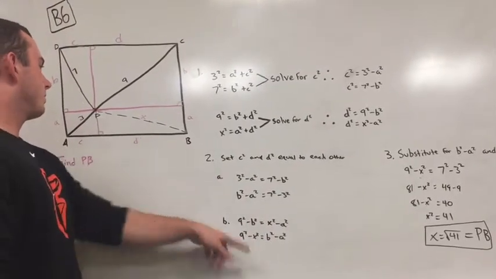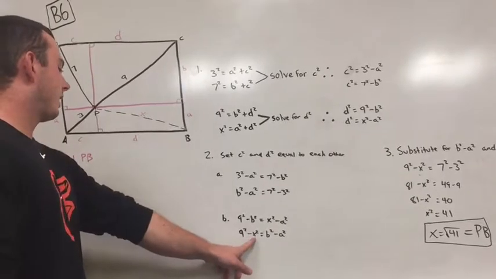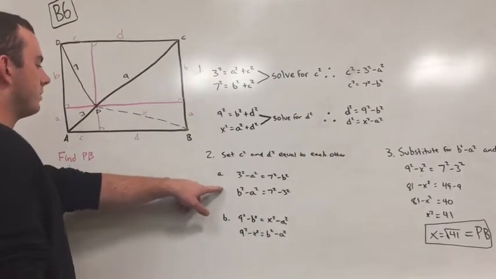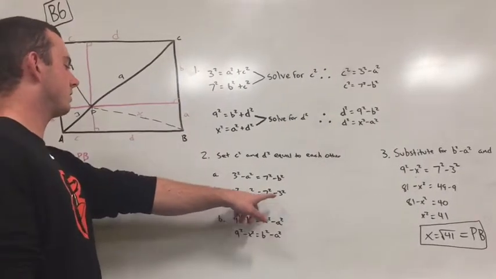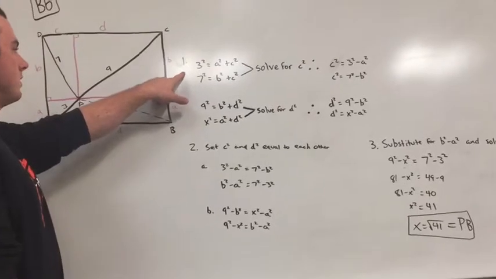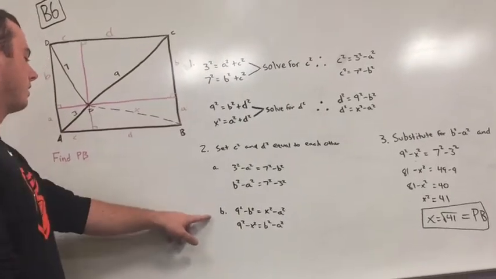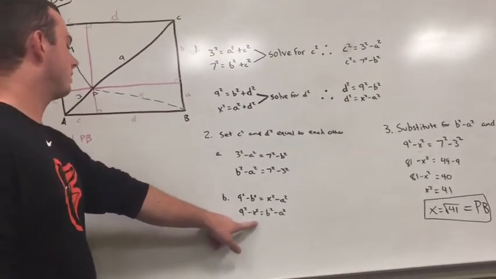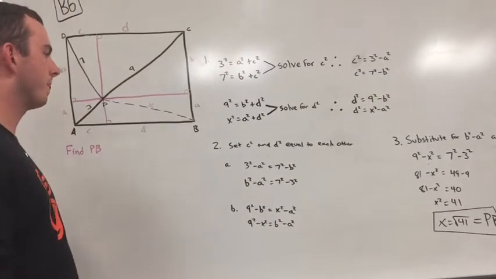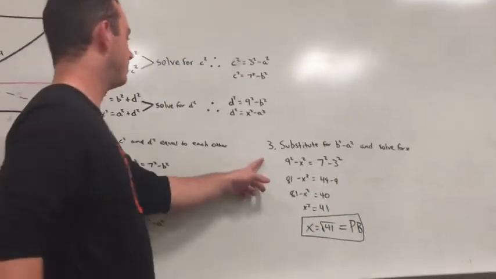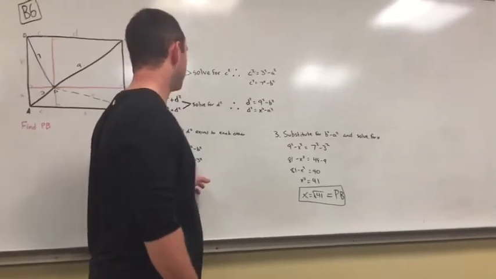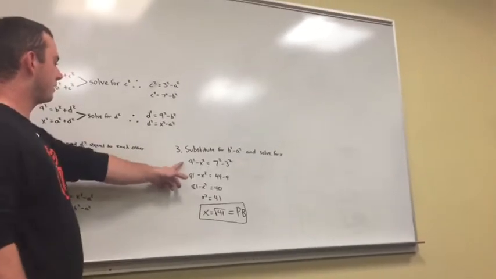Now x, since it will have a value, is considered a constant, in this case not a variable. So you get b squared minus a squared equals 7 squared minus 3 squared for your c squared system of equations, and then you get 9 squared minus x squared equals b squared minus a squared for your d squared system of equations. Then your third step is to set 9 squared minus x squared equal to 7 squared minus 3 squared right here.